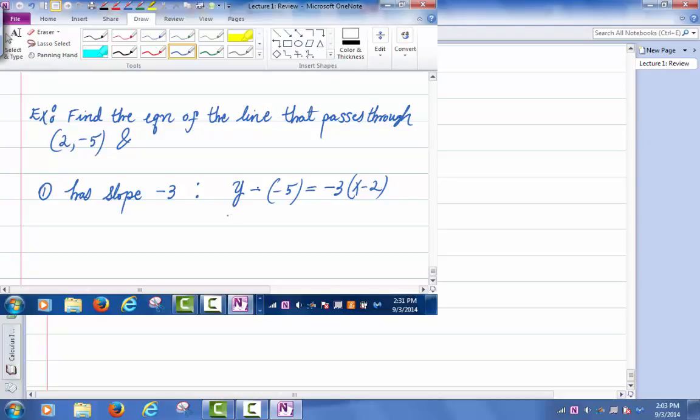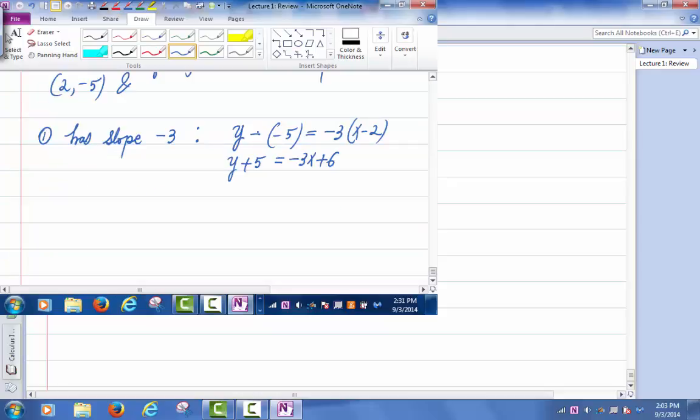Of course, since it looks a little bad, let's make it a little bit prettier. This would be negative 3x plus 6, and so y would be negative 3x plus what? 1. Okay. So that's the first question. So let's look at another question.